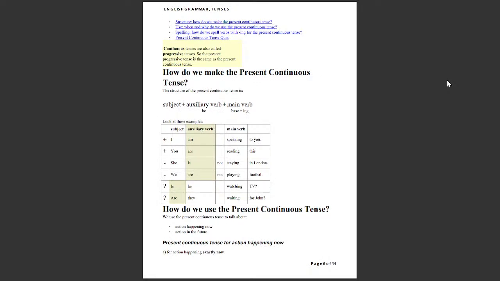Let us move. So continuous tenses are also called progressive tenses. Okay, continuous tenses are also called progressive tenses. So the present progressive tense is the same as the present continuous tense. So how do we make the present continuous tense? We have a structure for this: subject plus auxiliary verb plus main verb. Okay. So here, the auxiliary verb is be, and the main verb is whatever the verb is, but it also has an ing formation. Okay, it has an ing formation.